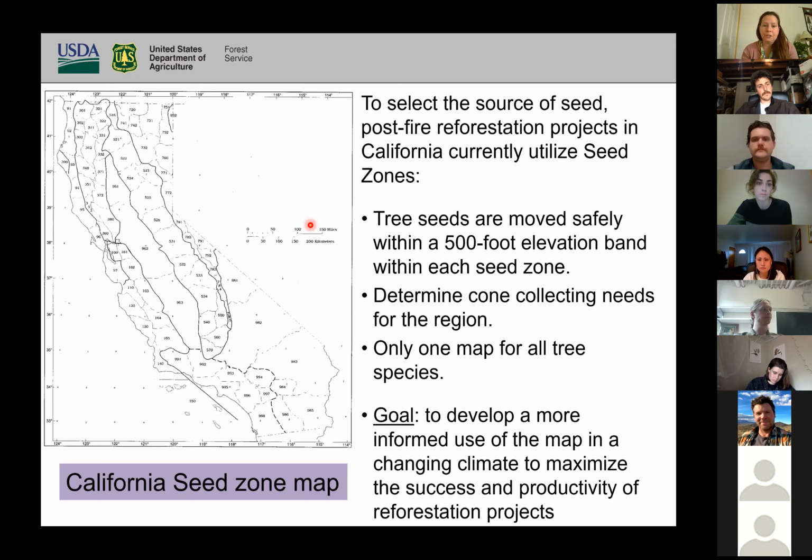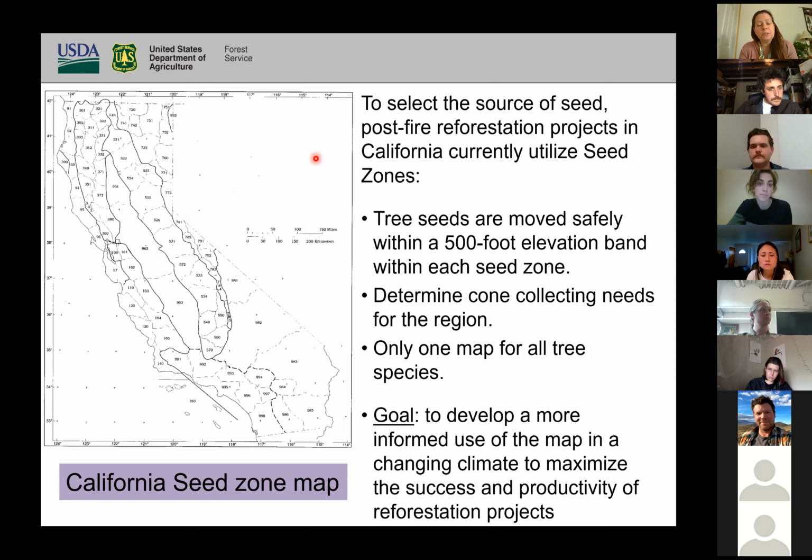So my work has been focusing on selecting the source of seed in post-fire reforestation projects in California. And currently we use the California Seed Zone map. I like to use this picture because it looks very old. And it is very old. It first started getting used in 1970. And the idea is that trees are moved safely within a 500-foot elevation band within each seed zone.